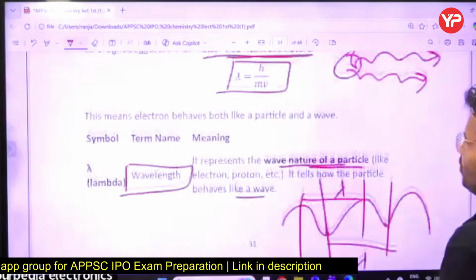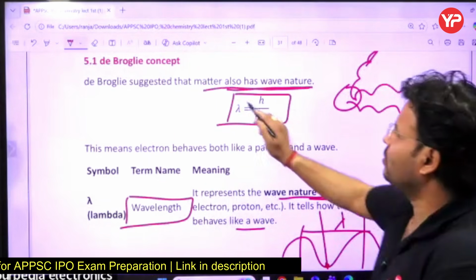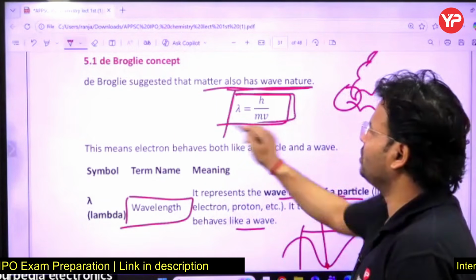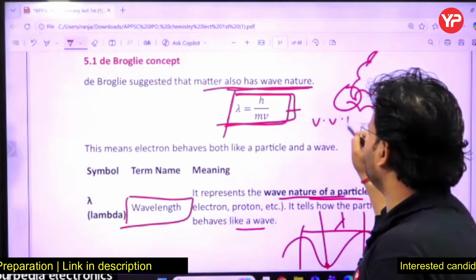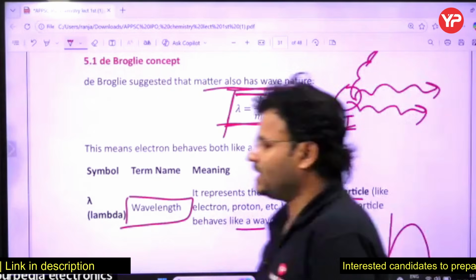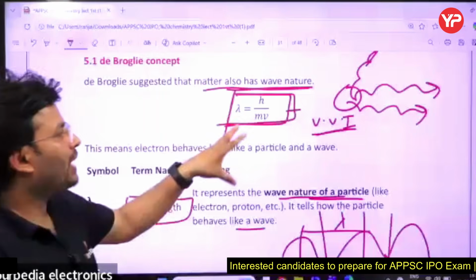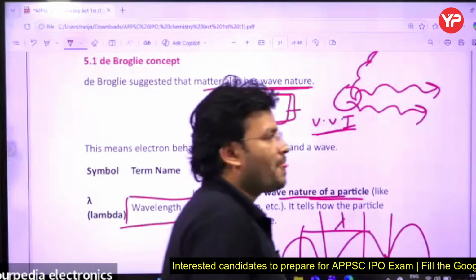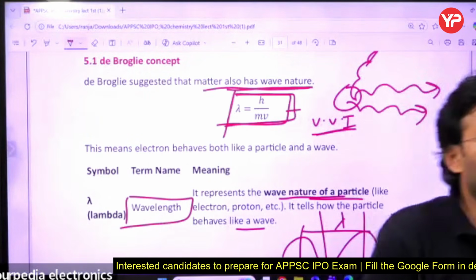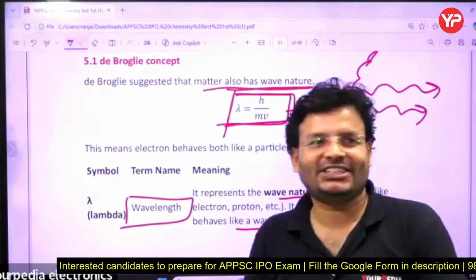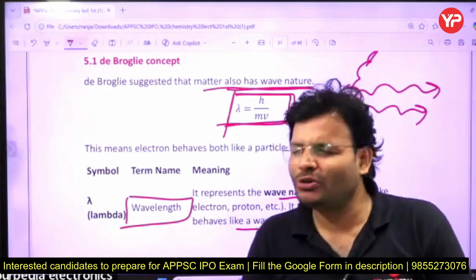What is the main thing, sir? What I have to keep in mind is what de Broglie suggested. That is very important, and several times it has been asked in different exams. So you have to remember that. How they derived it is not our concern. They have given it just by proof. They have some difference.